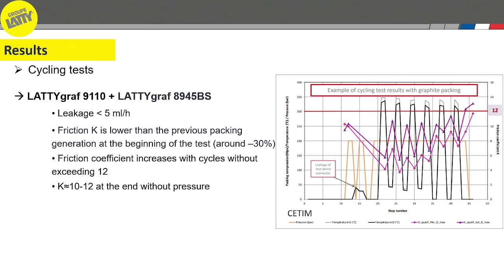And this was first seen during the beginning of the test. After that, the friction coefficient increased gradually as a function of the cycling, but did not exceed the maximum limit allowed, which equals a value of 12. After that, another test without pressure was done, and we found that the friction coefficient was stable, in a range between 10 and 12. This is for the graphite solution.